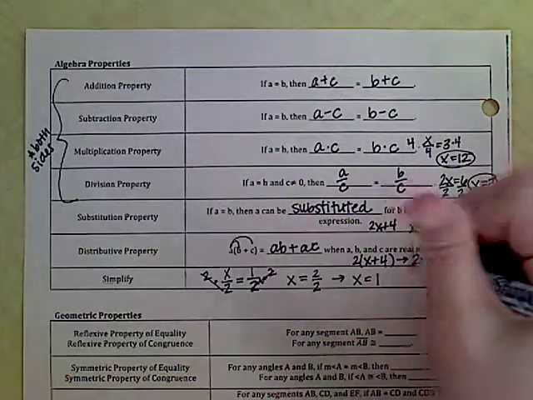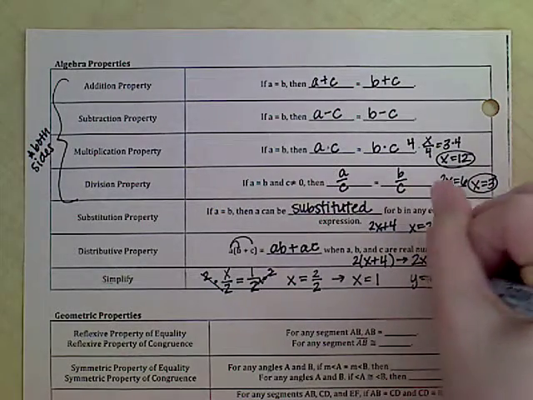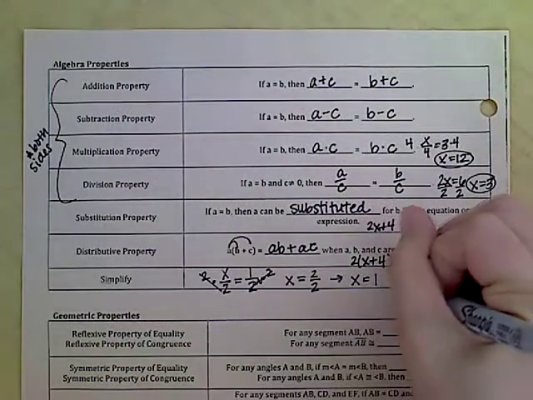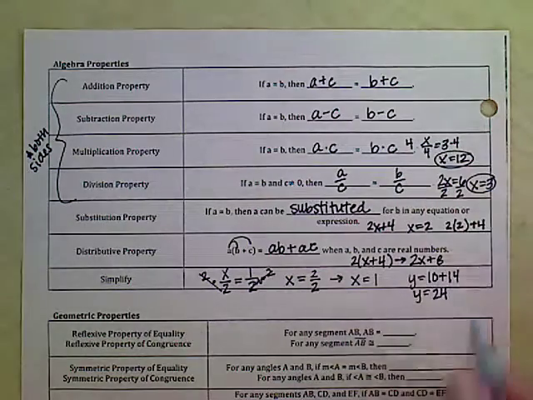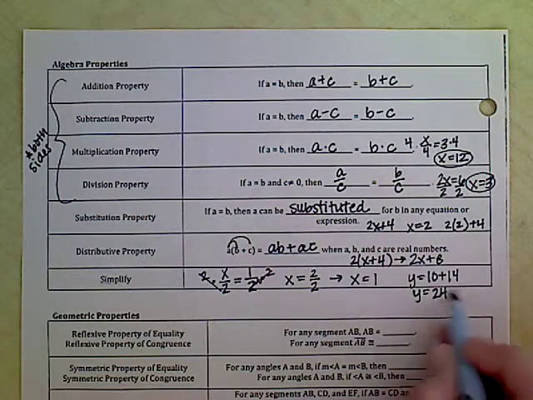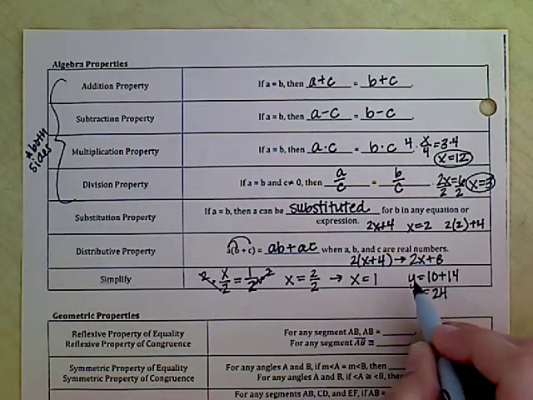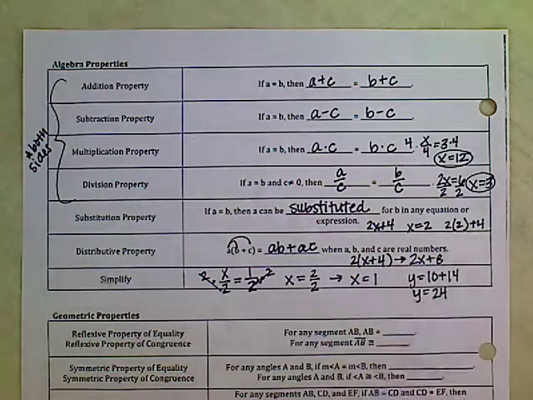Same thing maybe if you have like y equals 10 plus 14. You could say y equals 24, and this would be because you can simplify. It's not like I'm adding 14 to both sides. I'm just simplifying something I already have on one side.